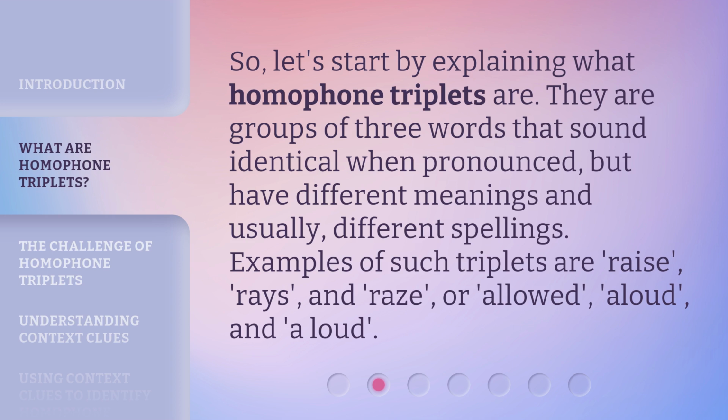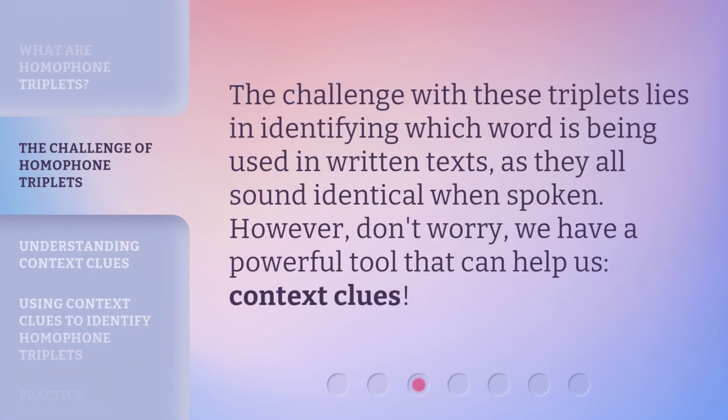Examples of such triplets are raise, raise, and raise, or allowed, allowed, and allowed. The challenge with these triplets lies in identifying which word is being used in written texts, as they all sound identical when spoken. However, don't worry, we have a powerful tool that can help us: context clues.